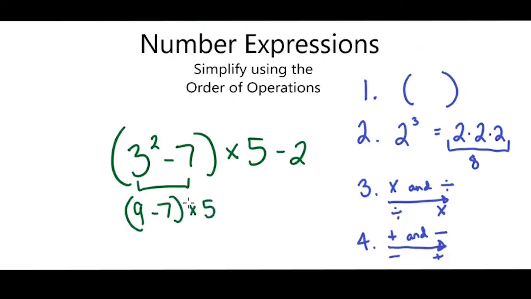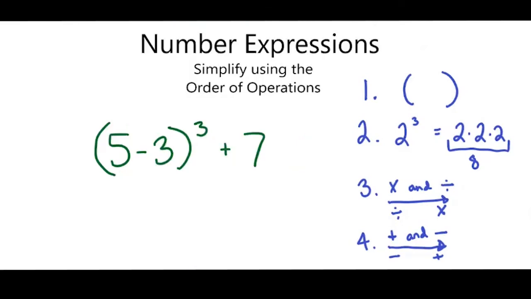times 5 minus 2. Now I still have parentheses, so I need to do what's inside of the parentheses. Now there's subtraction in the parentheses. That's 9 minus 7, which is 2. Now I have 2 times 5 minus 2. Well, 2 times 5 is 10 minus 2. Now 10 minus 2, that is 8. And our answer is 8.